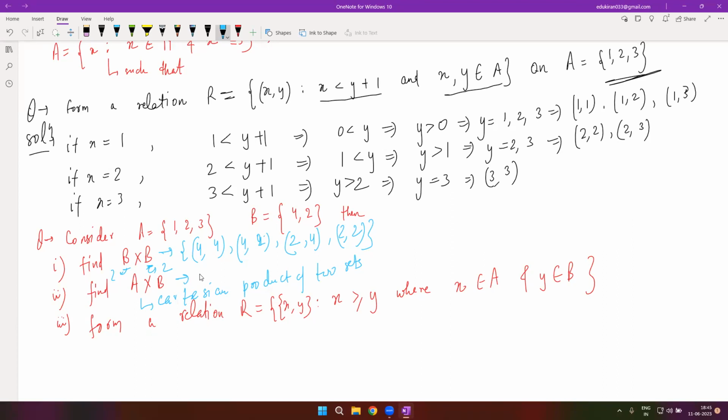Now, if I find out A cross B, then I have 3 possibilities from A and 2 possibilities from B. So there will be a total of 6 elements which can be formed. So let's take one from A. While forming this, let's take one from A. Then I can either choose 4 from B or I can choose 2 from B, right? First element should be from A and second element should be from B. Now taking 2 from A, then I got 2, 4 here and 2, 2.